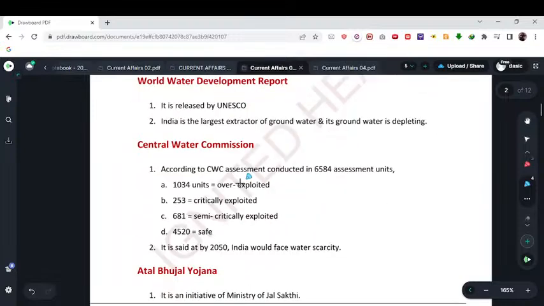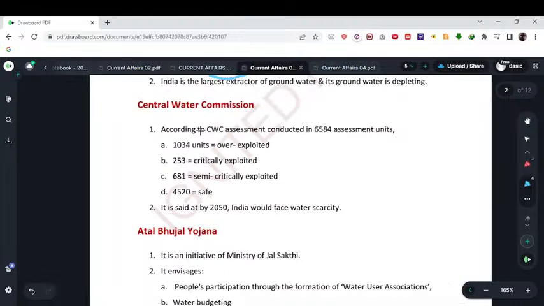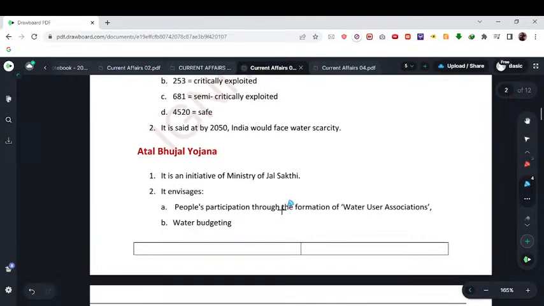Next we come to World Water Development Report. Remember, it is released by UNESCO. Next, Central Water Commission. Central Water Commission works under Ministry of Jal Shakti. And it has said that by 2050 India will become water scarce.